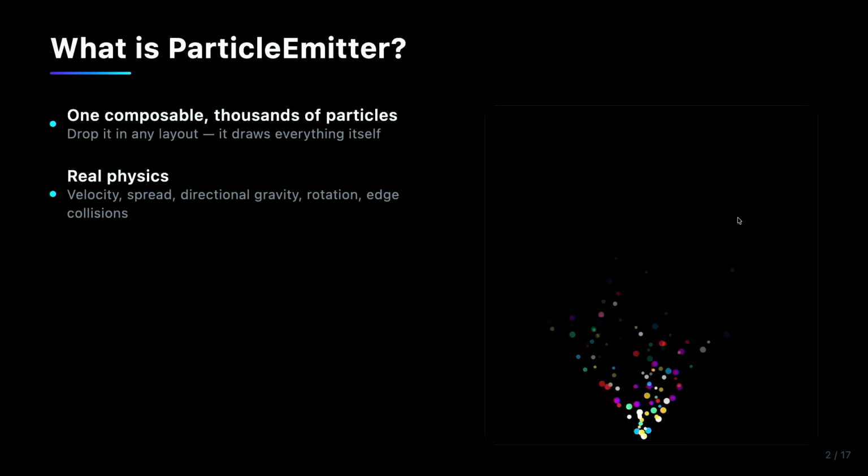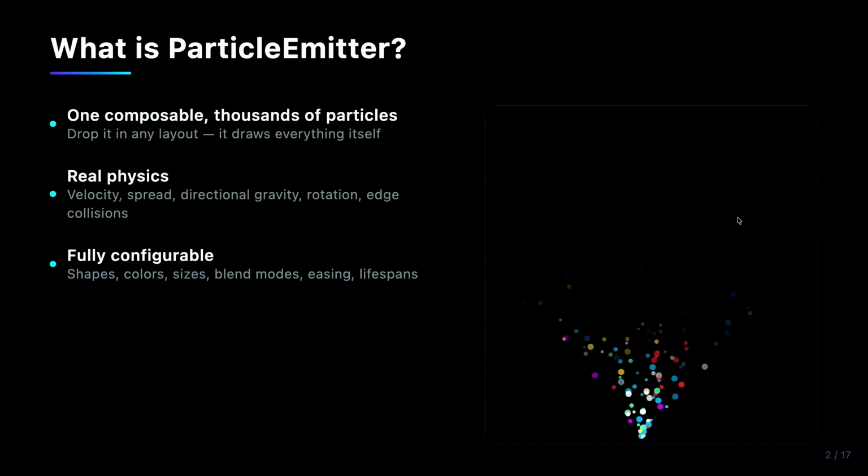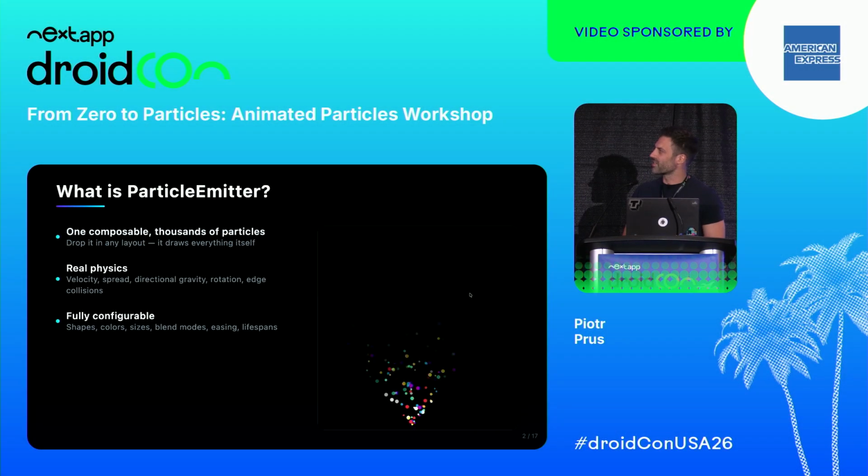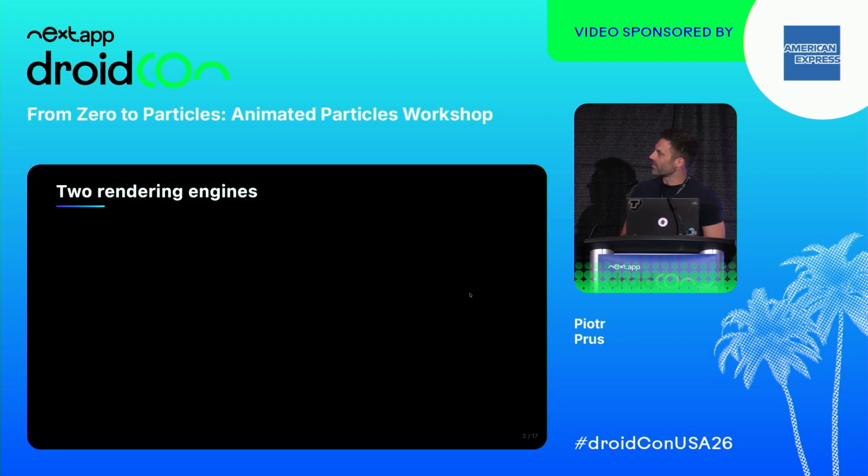It's not very advanced. There is no collision with other elements, which would probably need a native C++ library and a lot of megabytes to download to your app. But this one is super lightweight. It's like 4 kilobytes. It has some real physics like velocity, spread, direction, gravity, rotation. It is fully configurable. You can use different shapes and sizes and blend modes and easing, etc. I'll be showing you some examples.